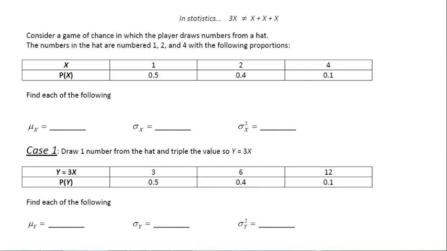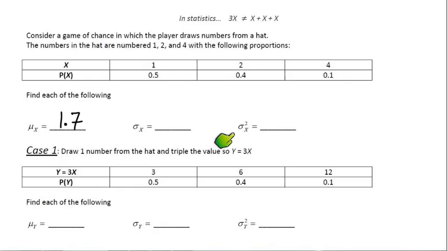So it says, consider a game of chance in which the player draws numbers from a hat. The numbers in the hat are numbered 1, 2, and 4 with the following proportions. So there's the chances that you get a 1, there's the chances that you get a 2, and there's the chances that you get a 4. So by now we've had plenty of experience calculating the mean for a discrete random variable like this. So the mean in this case would be 1.7.